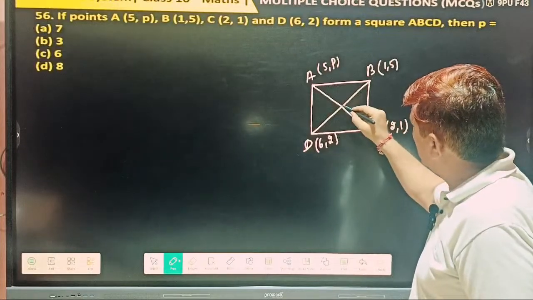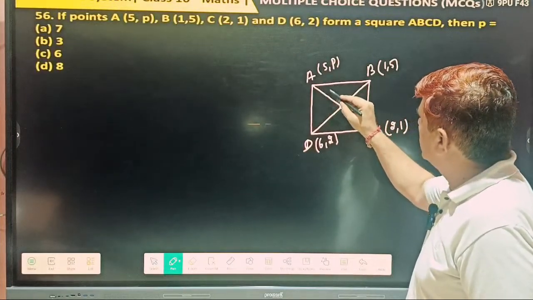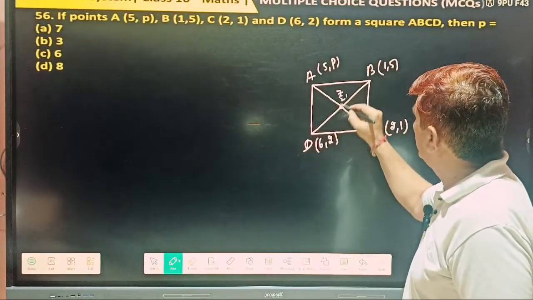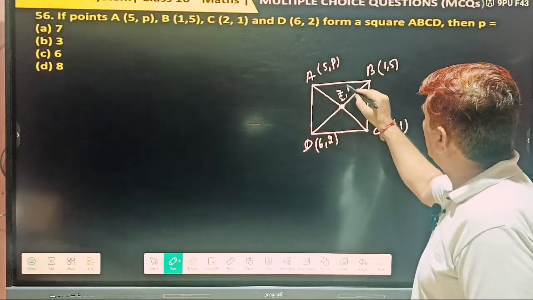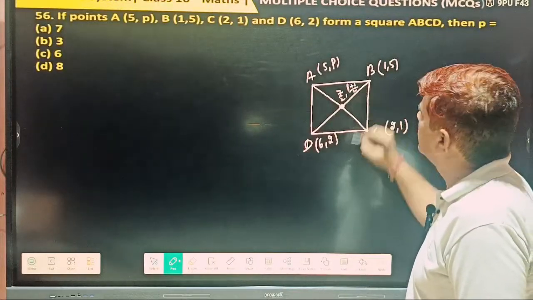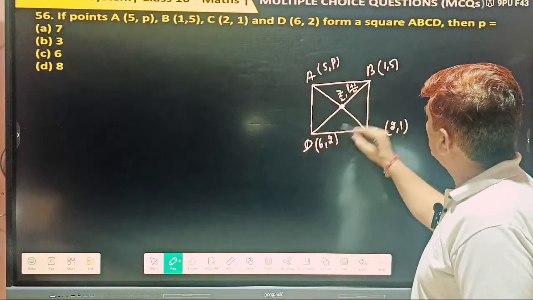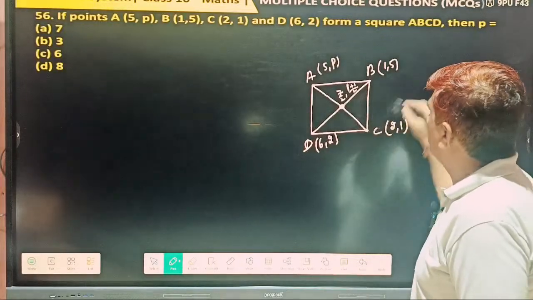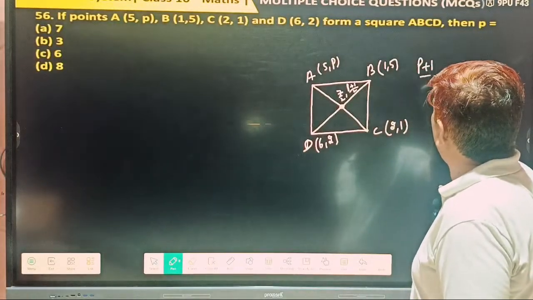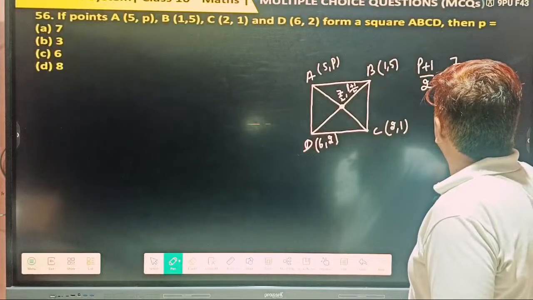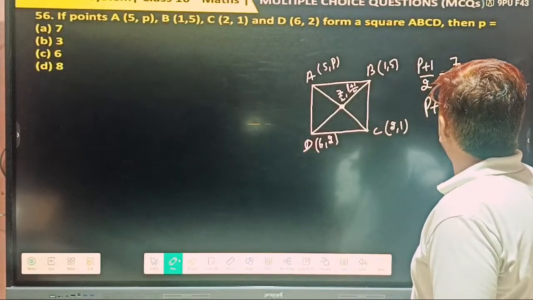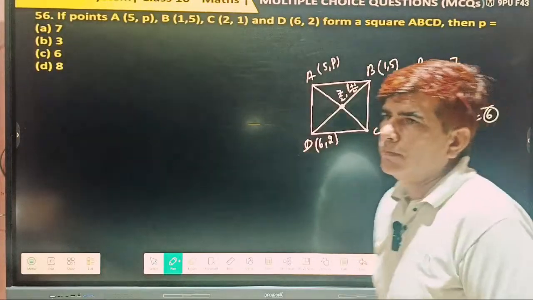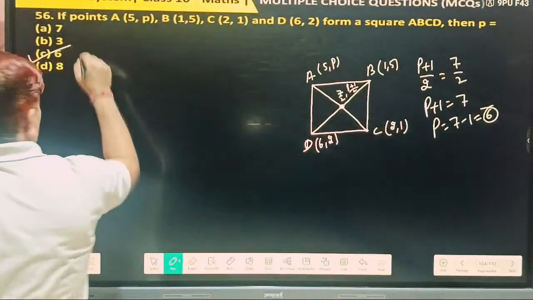And this is the midpoint of this. So what is this? 5 plus 2, 7 by 2. The other is what? P plus 1 by 2. And according to BD, 6 plus 1, 7 by 2 is this. 5 plus 2, 7 by 2. So P plus 1 by 2 equal to 7 by 2. So P plus 1 equal to 7 and P equal to 7 minus 1. How much? 6. This is your answer.